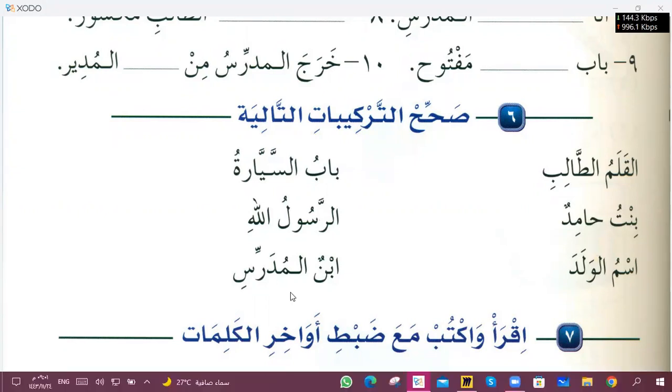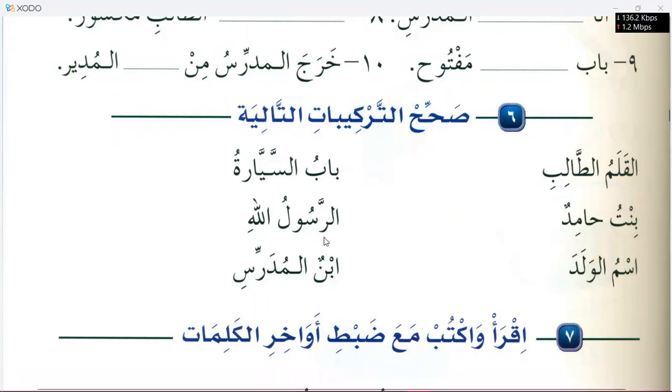Ar-Rasulullahi. No, we need to remove alif lam from the mudaf: Rasulullahi. Ismul walad: ismu waladi. Just we need kasra on waladi. Yes, ismu waladi. Ibnul mudarrisi? Here we have tanween, we will use only one dhamma: Ibnu mudarrisin.